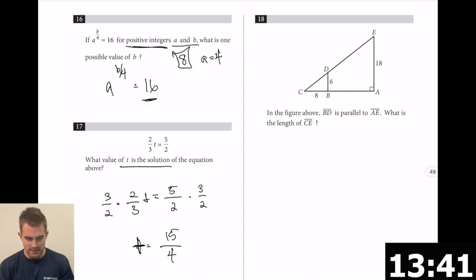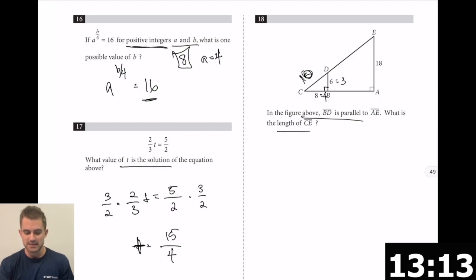Let's see, 18 says, in the figure above, BD is parallel to AE. What is the length of CE? So we're looking for C to E up here. Okay, guys, 3, 4, 5 right triangles are very, very common on the ACT and SAT. The SAT in this case makes this a 6, right? This is equal to 3, 4. This is a right angle here because it's parallel. 3, 4, 5, but it's 6, 8, 10.